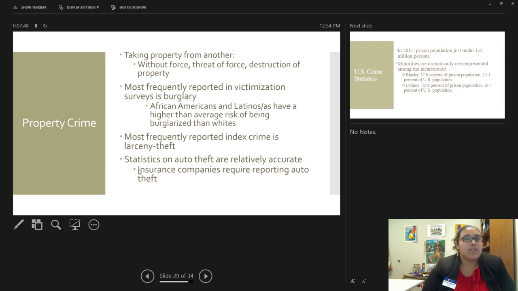Statistics on auto theft are relatively accurate. Insurance companies require reporting for auto theft. And so property crimes tend to be more accurate because of this, because whether homeowners, renters, or car insurance, they keep all these records.